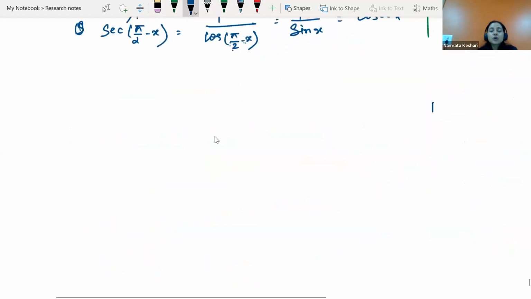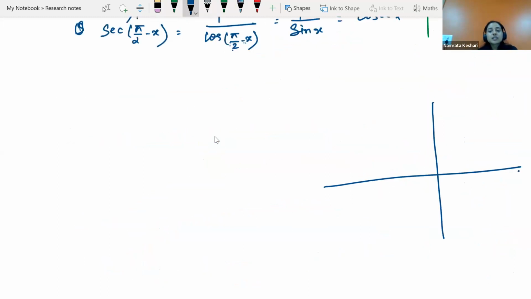Now pi by 2 plus x. I'm drawing the same thing. Here we are having 0 or 2 pi, you call it. Here we are having pi by 2. Here we are having pi, and here we are having 2 pi. On the y-axis, transformation occurs. Function will get changed.